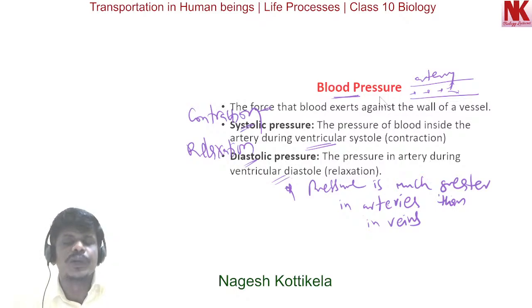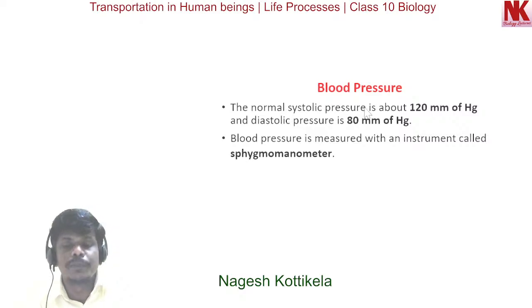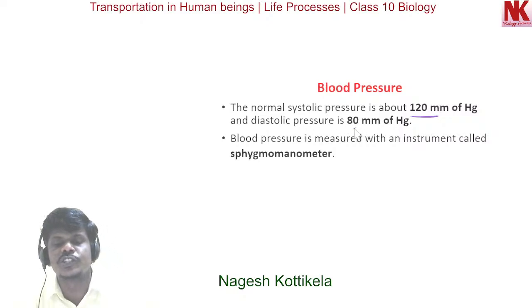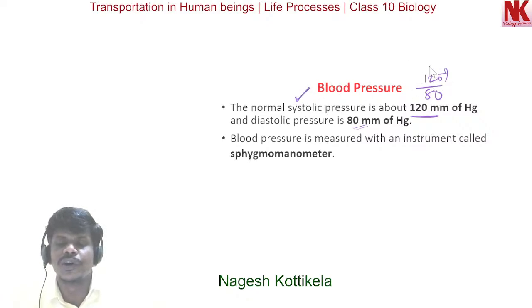This is what we call blood pressure, the force that the blood exerts against the wall of an artery. The normal systolic pressure is about 120 mm of Hg and the diastolic pressure is 80 mm of Hg. So the normal blood pressure is 120 by 80. This is 120 mm of Hg, this is 80 mm of Hg. 120 is systolic pressure, 80 is diastolic pressure.